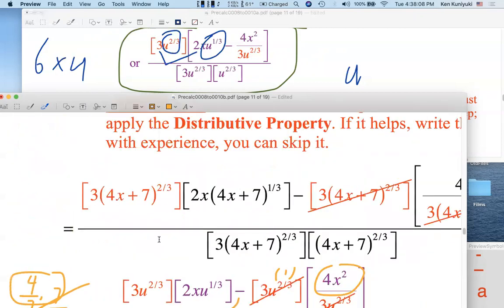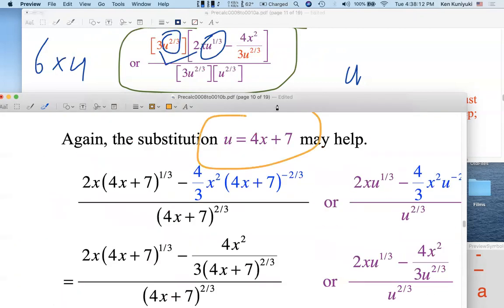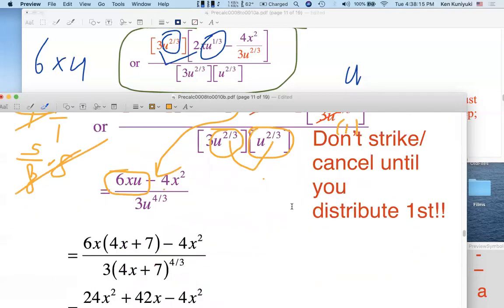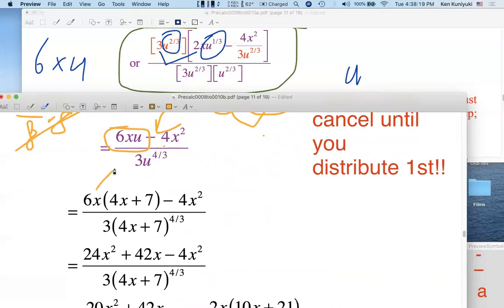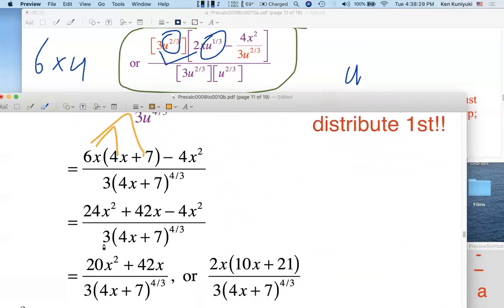Substitute back. U was, remember, U was the quantity 4x plus 7. Sub back. Distribute. 6x times 4x is 24x squared. 6x times 7 is 42x. Minus the 4x squared over that ugly denominator there. Again, do not distribute the 3 here. That is wrong. A lot of students want to distribute, and that would be dead wrong. Don't do that. Sad face. Do not distribute because of the 4/3 here. That 4/3 exponent forbids you from distributing that 3 readily. In order for that to work, you have to have a 1 exponent where it disappears.